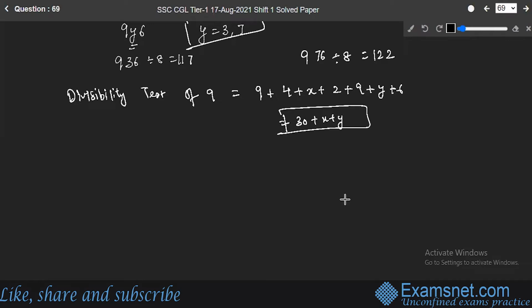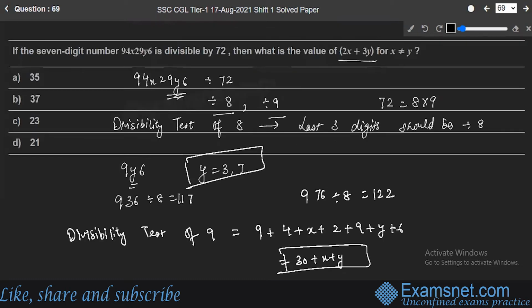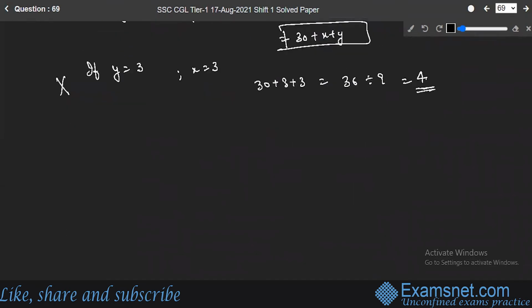If I'm taking y equal to 3, then the nearest possible value for x will be again 3. Why? 30 plus 3 plus 3 is equal to 36, which is divisible by 9 as it gives 4. But the condition in the question was that x and y are not equal. So this is not correct.